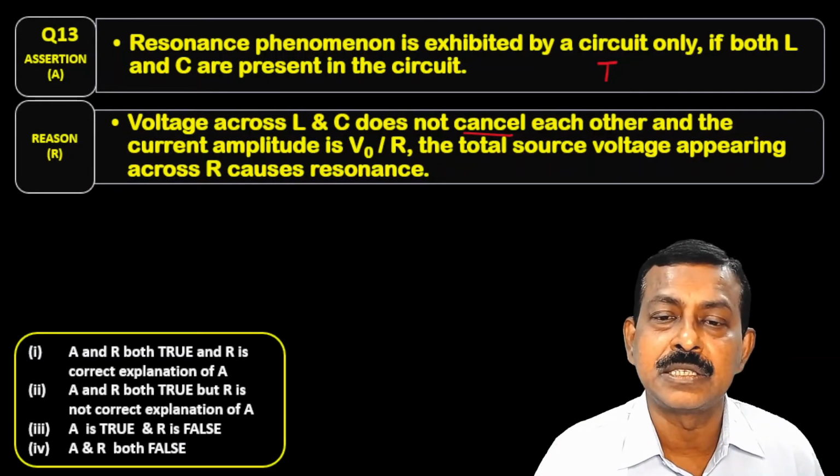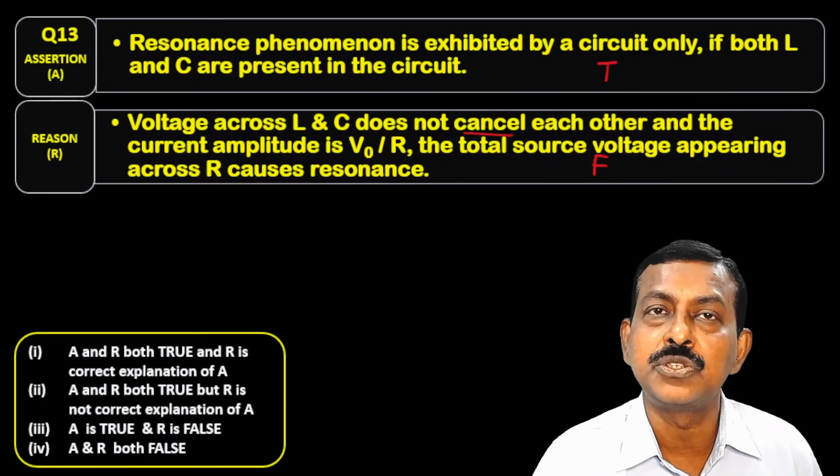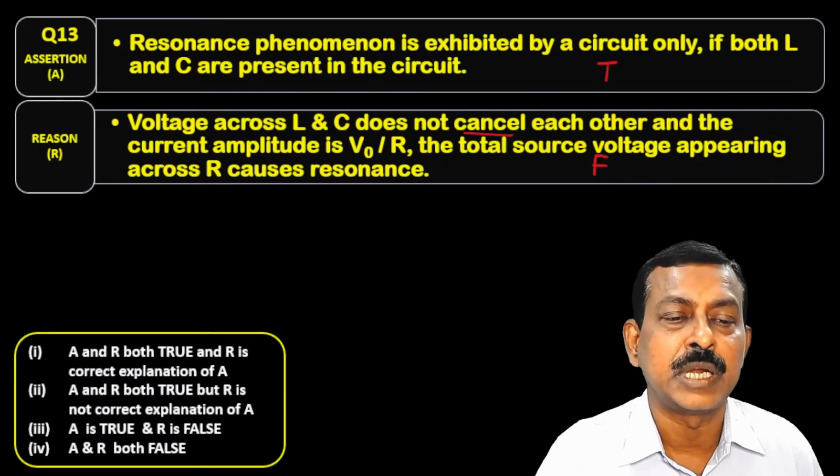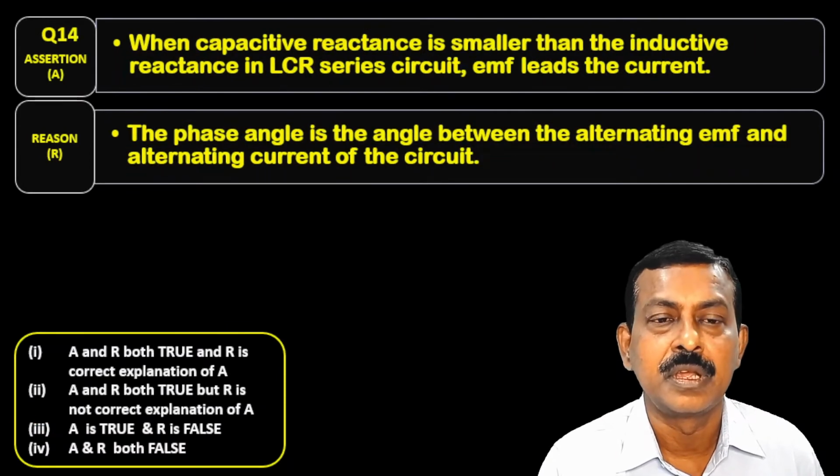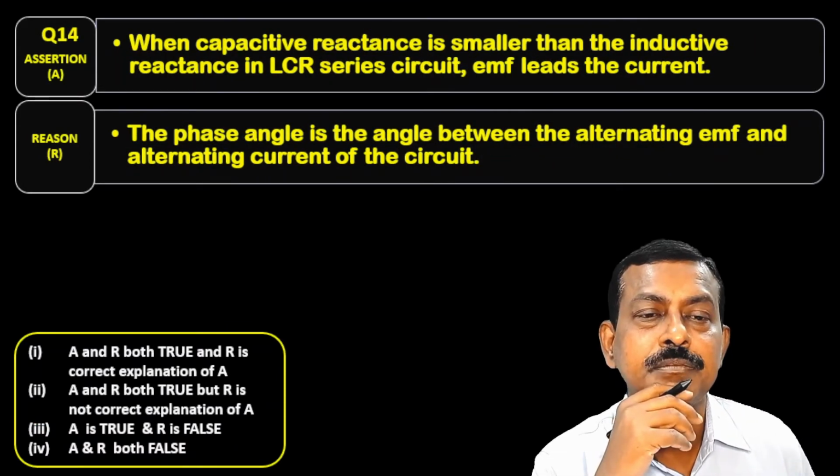That is why you have the voltage and current in the same phase. So in that case, this is false. So here the assertion is true, the reason is false. So that means the third option is the correct one. Let's take the next question.